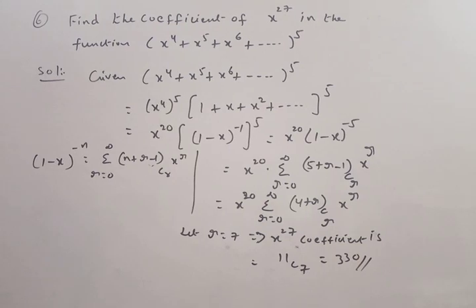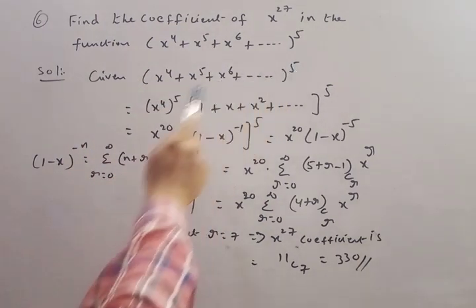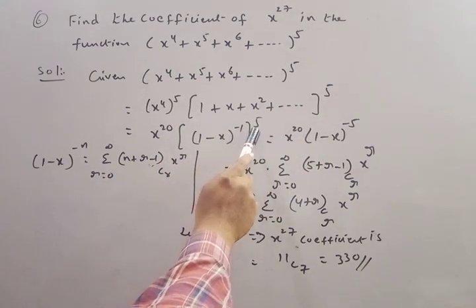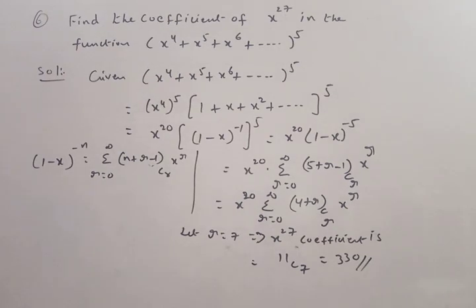Understand? So first take out x power 4 common, so the whole power 5 gives x power 20. The remaining part will give you the (1 minus x) whole power minus 1 expansion. Understand? So take down.